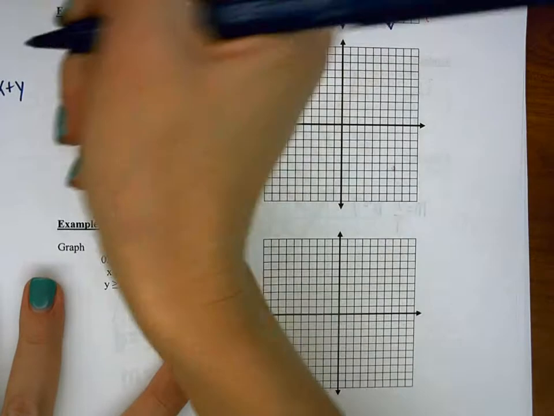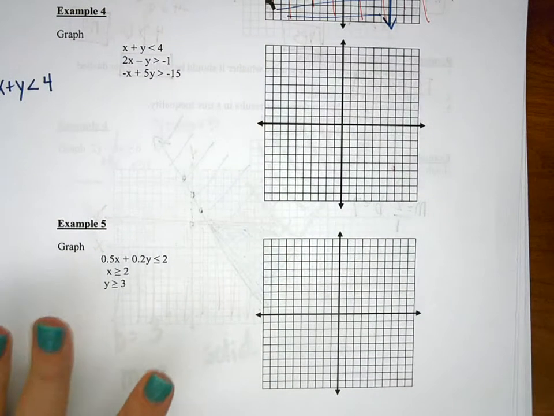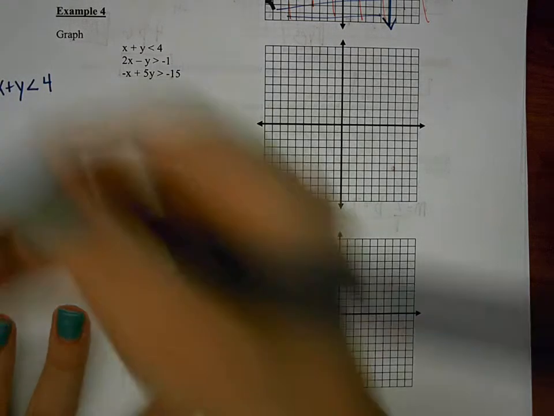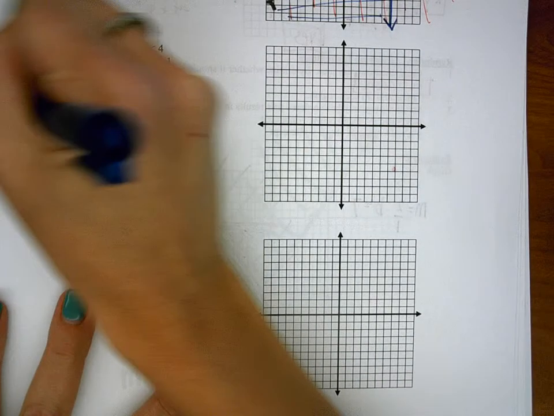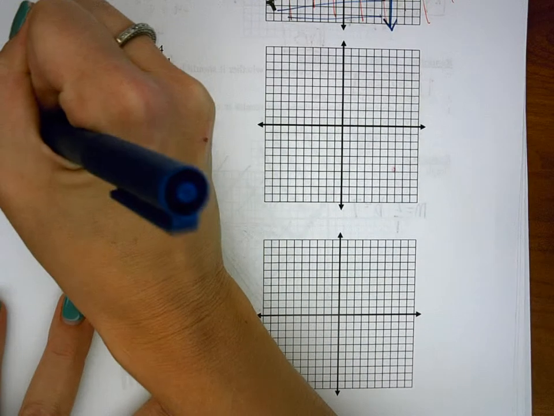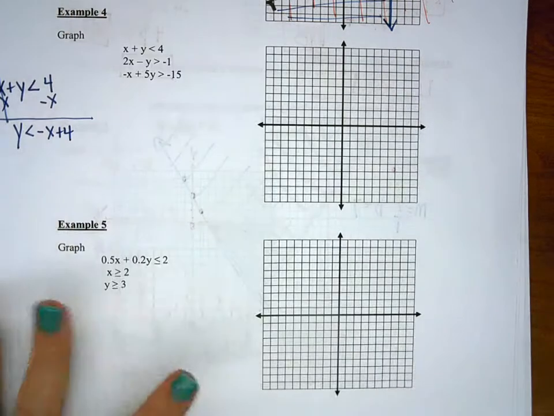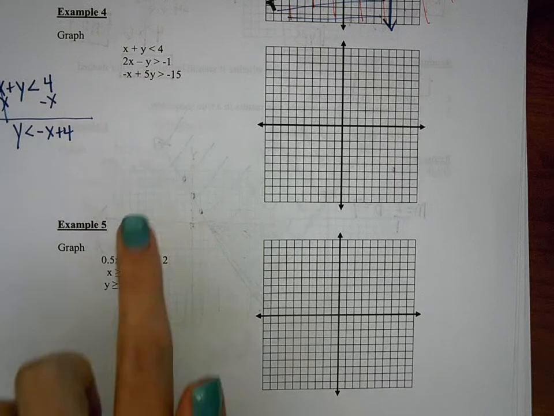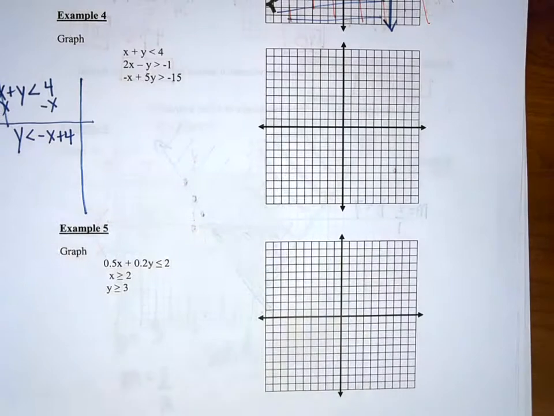Okay, x plus y is less than 4. Now, some of you are very intelligent and can do stuff in your head. It is okay to do some things in your head, okay? For instance, I know that we have to subtract x from both sides. So I'm sure some of you in your heads know that you can just write y is less than negative x plus 4. If you can do that in your head, I'm okay with that. You don't have to show the subtracting x part, okay? All right, so that's done.